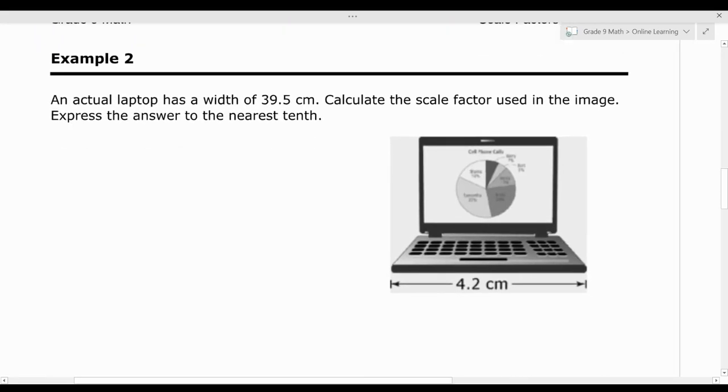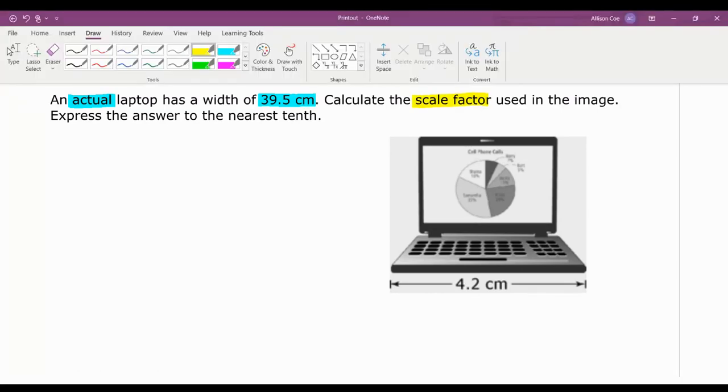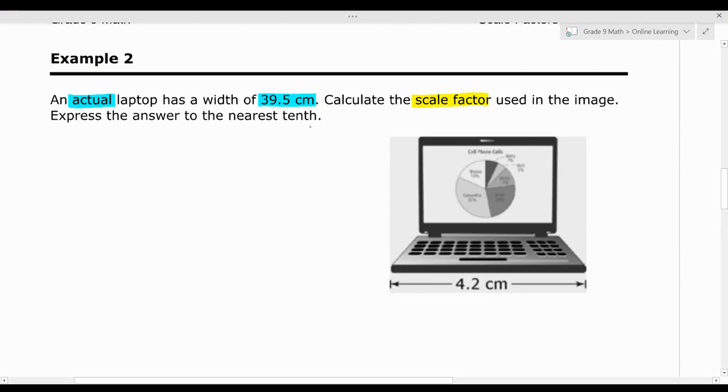Okay, number 2. So this time we have an actual laptop, has a width of 39.5 centimeters. The question says calculate the scale factor used in the image and express the answer to the nearest tenth. So you go back, find your info. So the actual, keep my colors the same, actual was 39.5 centimeters. You're trying to find the scale factor, and then this will be important. So it does want it to the nearest tenth. So reminder, that would be like 1 decimal place.